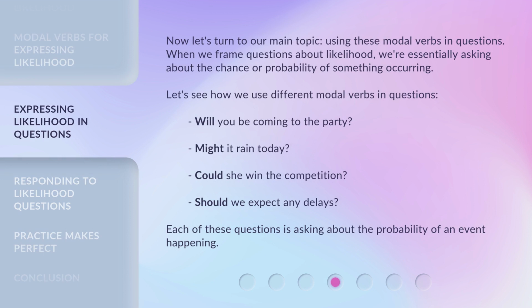Now let's turn to our main topic: using these modal verbs in questions. When we frame questions about likelihood, we're essentially asking about the chance or probability of something occurring. Let's see how we use different modal verbs in questions. Will you be coming to the party? Might it rain today? Could she win the competition? Should we expect any delays? Each of these questions is asking about the probability of an event happening.